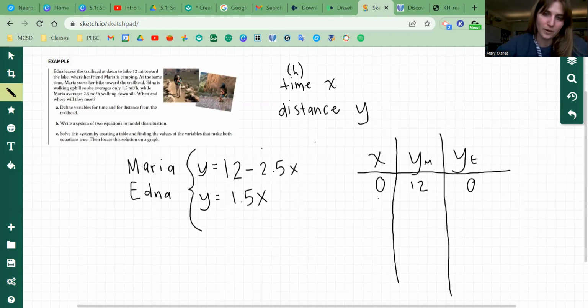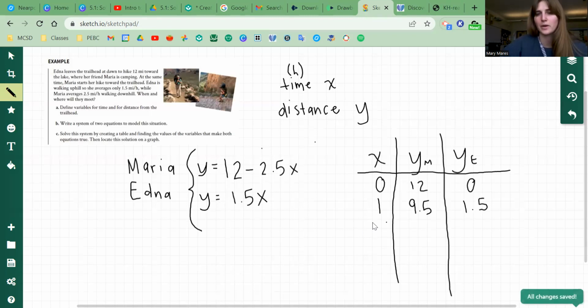And after 1 hour, right, Maria gets 2.5 miles closer. So I subtract 2.5 from 12. So I get 9.5. And then for Edna, I'm going to add 1.5, right? I'm multiplying 1.5 times 1. So I get 1.5. So they're getting closer, but they're not quite there yet.